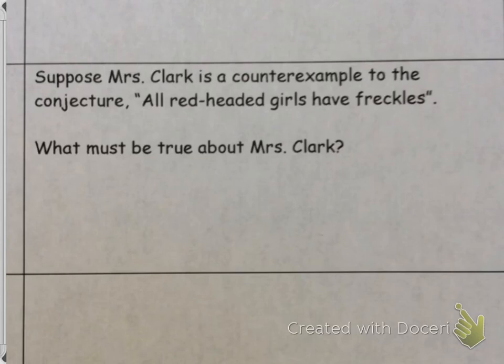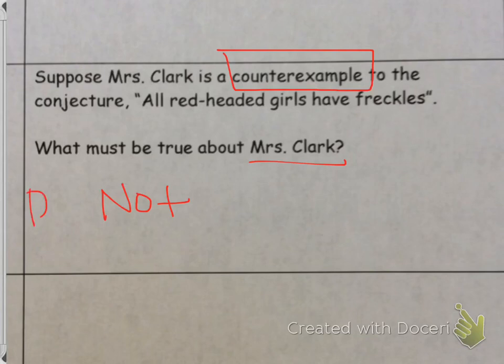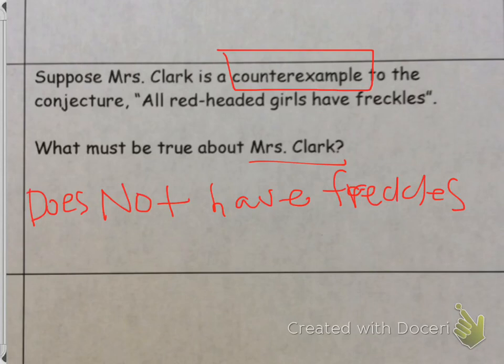All right, next question. Suppose Mrs. Clark is a counterexample to the conjecture, all red-headed girls have freckles. So what must be true about Mrs. Clark? Well, if I'm a counterexample to that, meaning all red-headed girls have freckles, I would have proved that to be wrong. So I would know that Mrs. Clark does not have freckles, because she was a counterexample, something that proved it false.